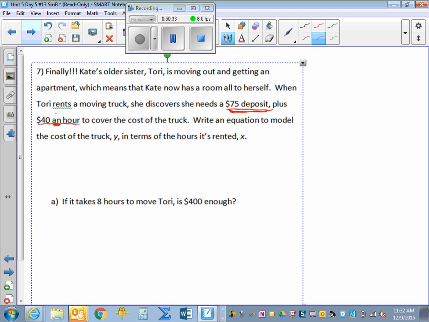So we know we're going to have to multiply there. Right? And they say the cost of the truck, y, so the total cost, in terms of the hours it's rented, x. So hours is x. Alright, so again, we have that initial amount of $75, so we pay $75 one time. And then for every hour, we pay $40. So 40 times x, the number of hours. And let's write this in our proper, not standard, slope-intercept form, where our 40x comes first.